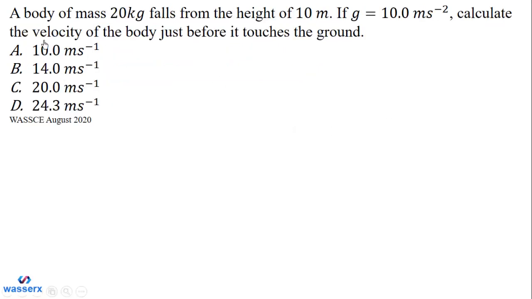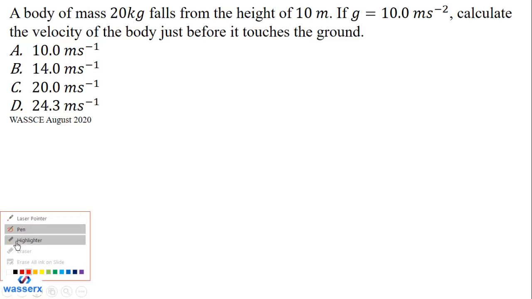Here is another example. A body of mass 20 kg falls from the height of 10 meters. If g equals 10.0 meters per second squared, calculate the velocity of the body just before it touches the ground. So let's see how we solve this question.